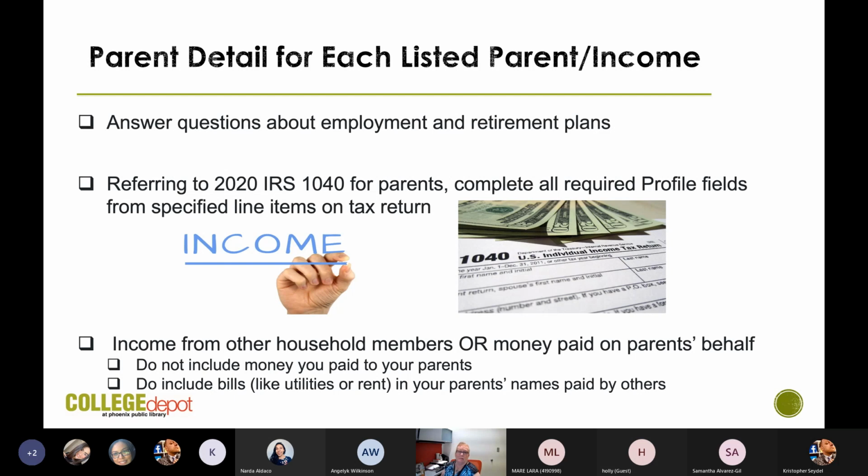Yeah. There's a really, really ugly box on this screen about parent details. You will notice it's asking about your parents' retirement plans. How many 17-year-olds know parent retirement plans? How many of us as parents can readily identify what kind of retirement plan we have? Now you have to do that here.